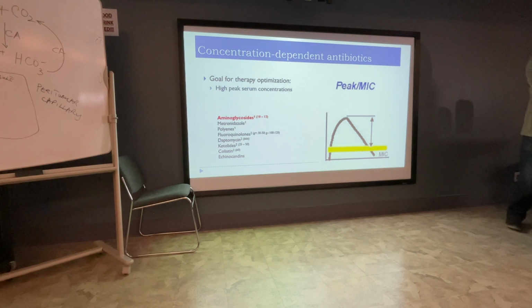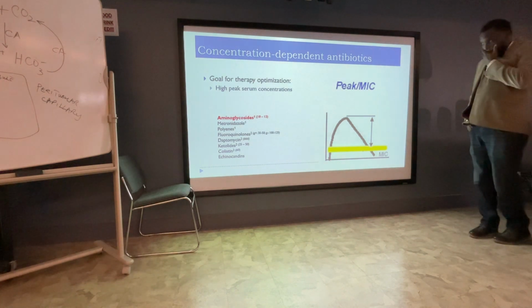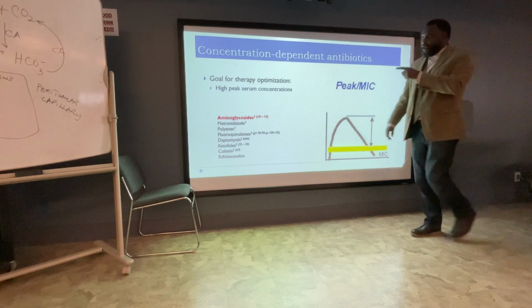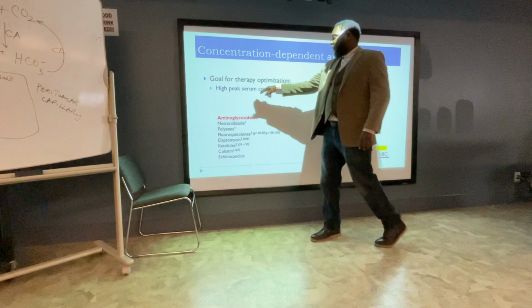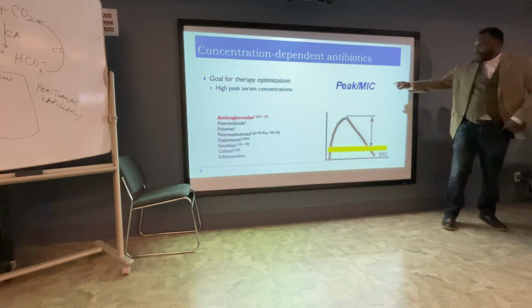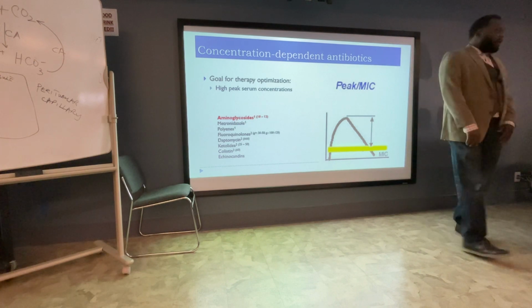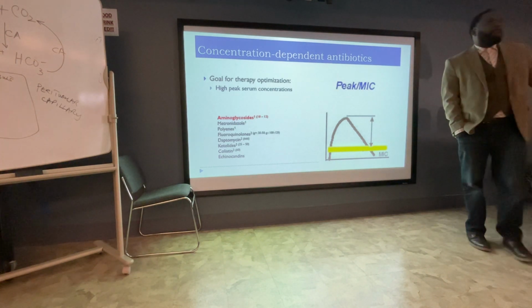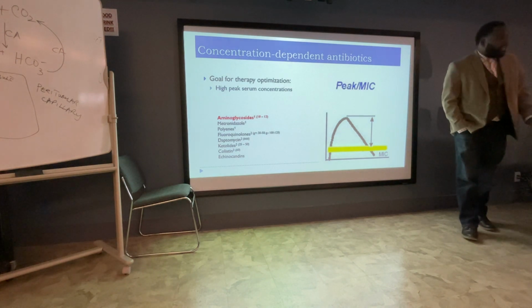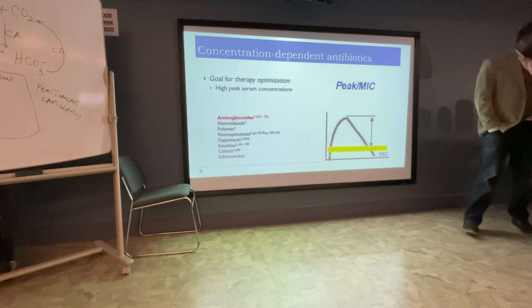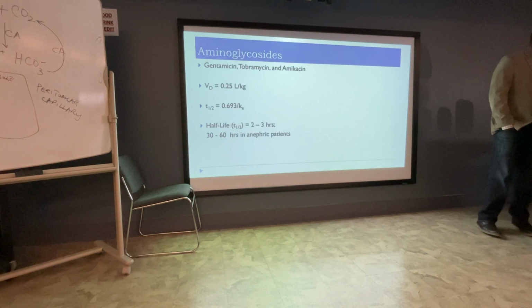All right, so let's go through each one real quick. Concentration dependent, which one are we looking at? Cmax. Yes, aminoglycosides. The goal here is a high peak serum concentration. Optimization, make it better, I'm looking at my peak. So if I hit a peak of 6, a peak of 8 is better. Peak of 10 is better. Okay? So higher peak is what we're looking at.